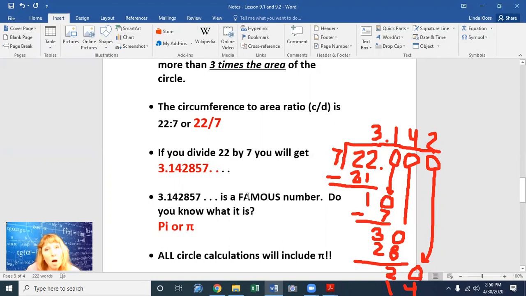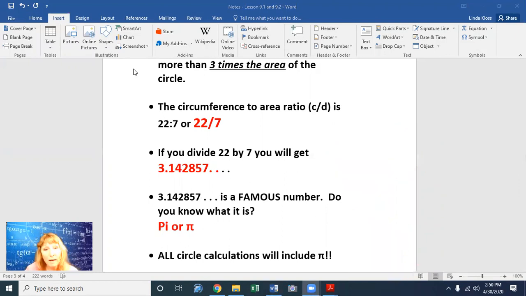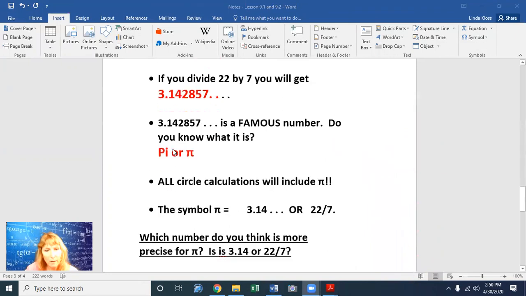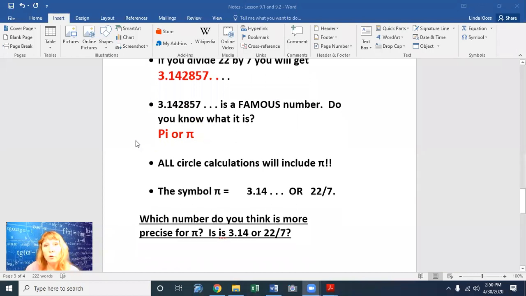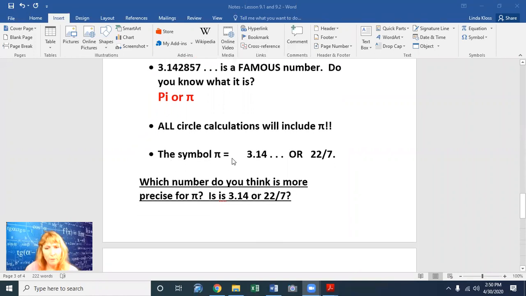Do you know what it's called? Well, it's in red if you don't know. It is pi. The symbol for pi, it's spelled P-I, not P-I-E, not the kind you eat. Pi, it's a mathematical symbol represented by this little symbol right here. All circle calculations will include pi. The symbol pi is equal to 3.14, etc. We usually just say 3.14 or 22/7.